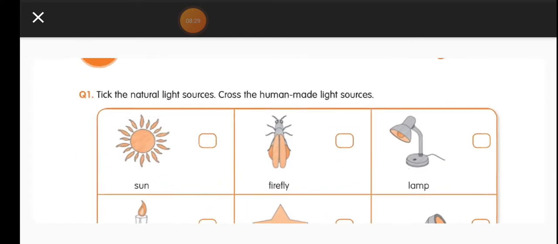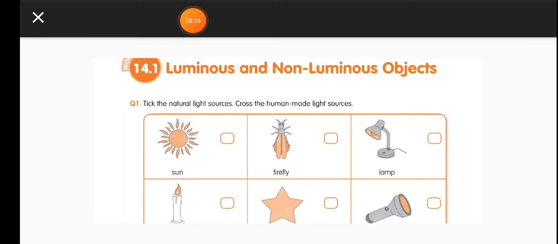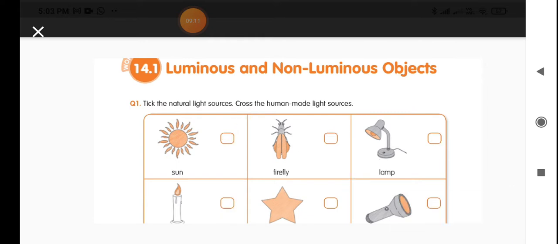Tick the natural light sources, cross the human-made light sources. What are human-made light sources and what are natural light sources? The sun is a natural light source, and the firefly is also a natural light source. They give us light. Fireflies and glowworms are natural light sources. A lamp is man-made. A candle is a man-made light source. A star is a natural light source, and a torch is a man-made source. Right?